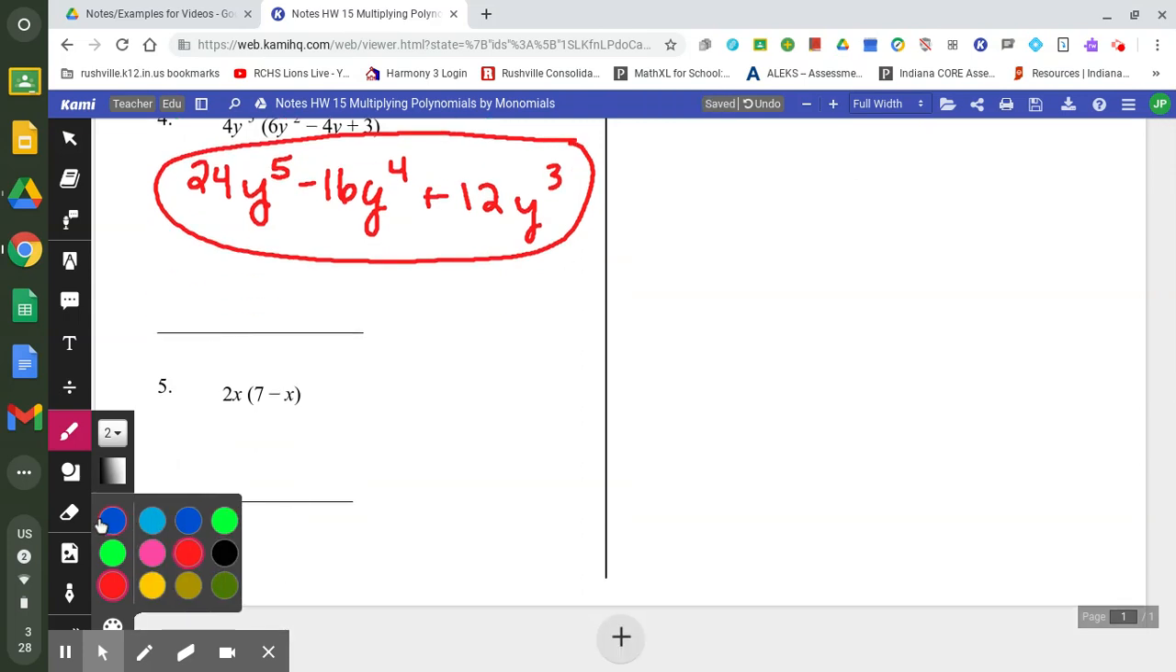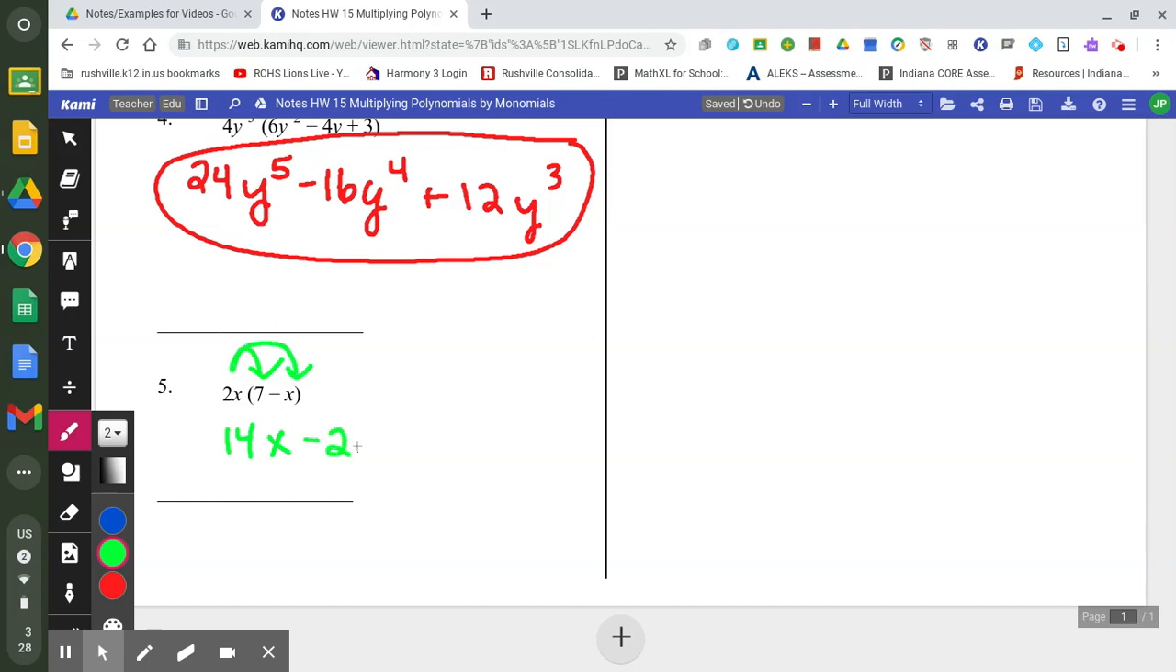Number 5, 2x times 7 gives me 14x. And then 2x times negative x is negative 2x squared.